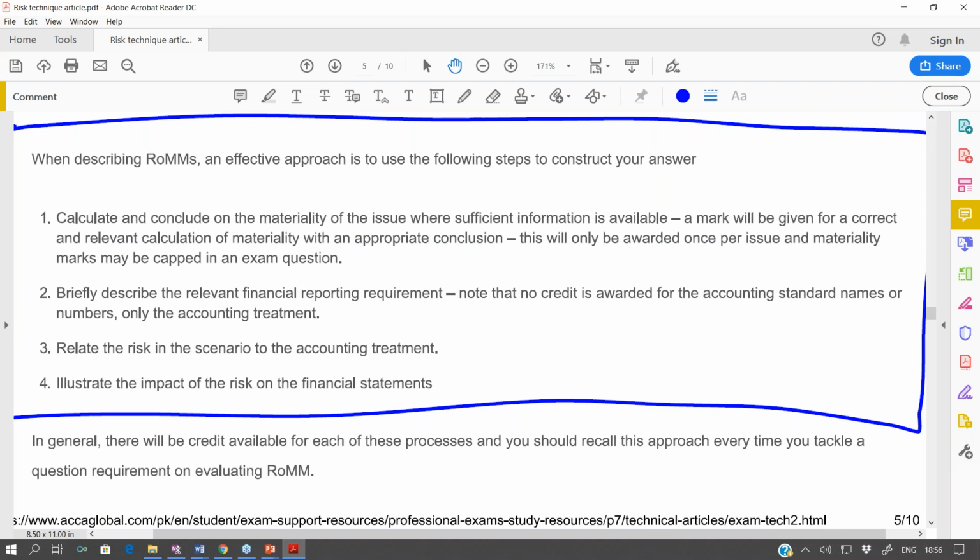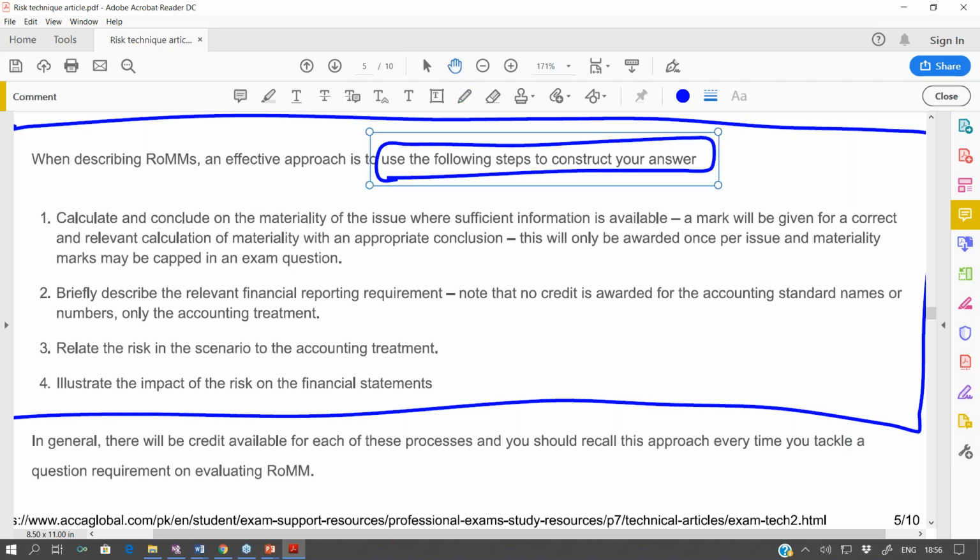The first line: when describing the risk of material misstatement, an effective approach is to use the following steps to construct your answer. Examiner is saying, use the following steps to construct your answer. So see, there is a guidance, but if you're not following this guidance, you're writing a wrong answer. You're writing a weak answer. Examiner has given you a systematic step, and I will be exactly doing this in the session today. The systematic steps in writing the answer.